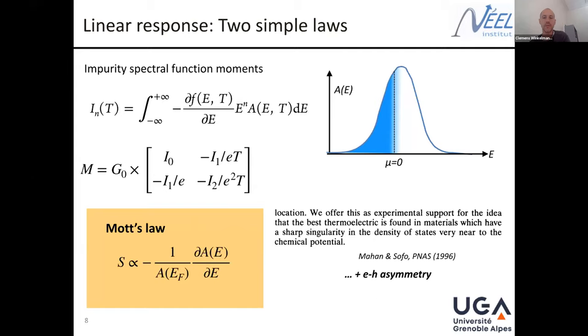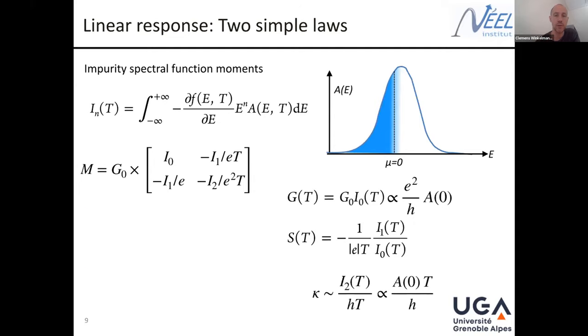And this was already recognized some time ago that if you want a good thermoelectric, you want something with a very, very spiked spectral function. And of course, you don't want to be sitting on top of the spike. You want to sit on the sides to get some electron-hole asymmetry to maximize the slope.